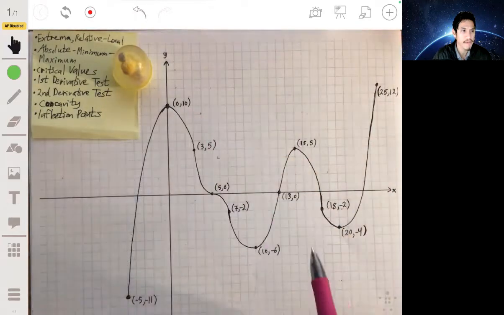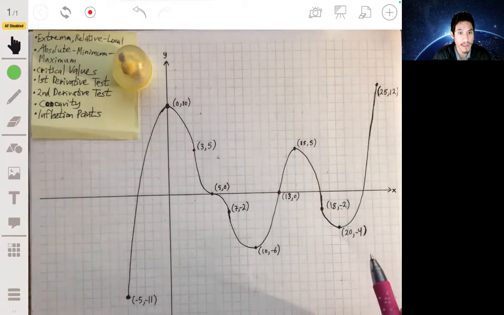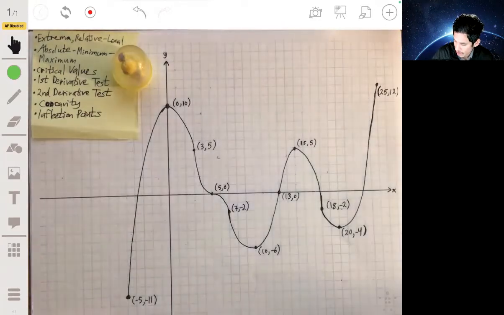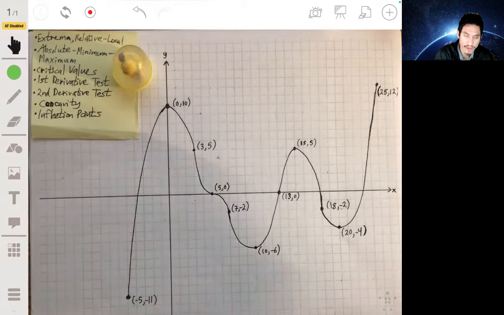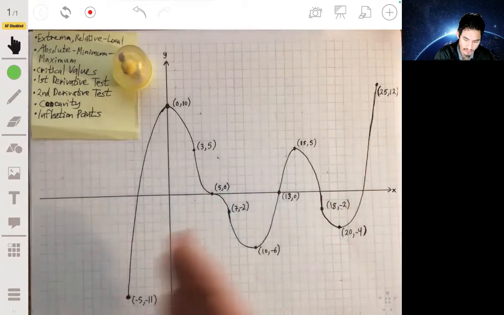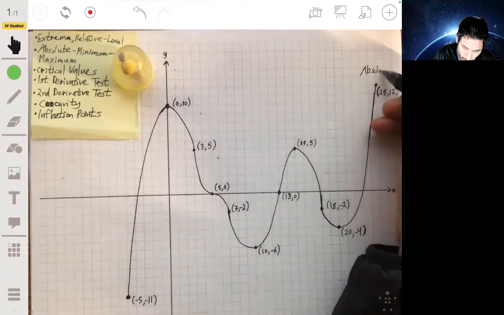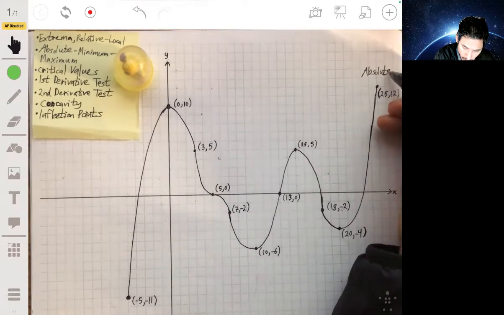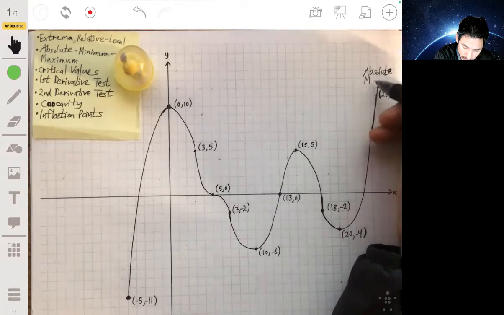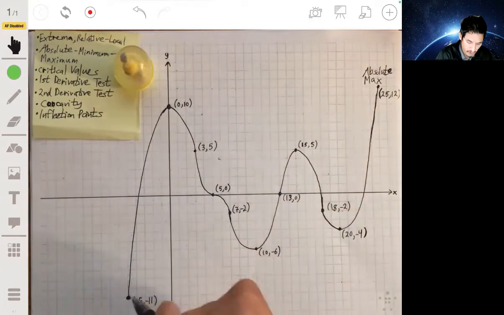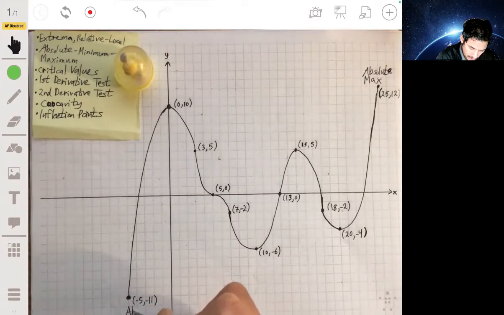here, and here. Now, when we say absolute maximum or absolute minimum, we're talking about the biggest value on the closed interval. So if we're going from -5 to 21, this would be our absolute maximum over here. Or we can just say absolute max for short, because that's bigger than all the rest. Over here, this would be our absolute minimum. Absolute minimum, if I keep it short.